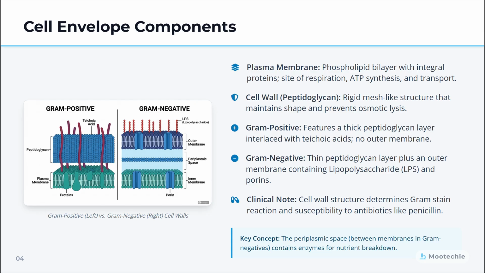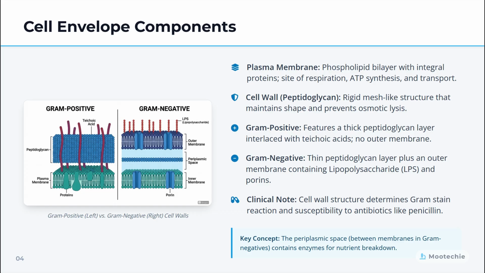Gram-positive. Features a thick peptidoglycan layer interlaced with teichoic acids. It has no outer membrane. This thick layer holds the purple gram stain. Gram-negative. Has a thin peptidoglycan layer plus an additional outer membrane containing lipopolysaccharide or LPS and porins. This outer membrane structure causes it to stain pink.